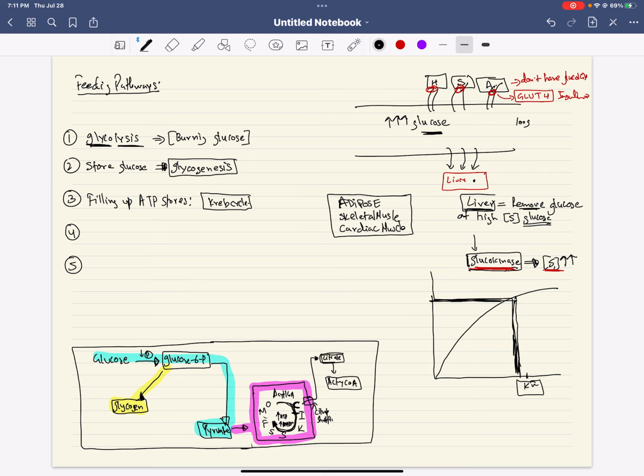Because you still have a lot of glucose you're removing. In the cells, you're burning the glucose down to pyruvate. You made your glycogen, these stores are filled. You can store that in the liver, or in the skeletal muscles. And on top of that, you're still burning down pyruvate, and then you can fill up your ATP stores.